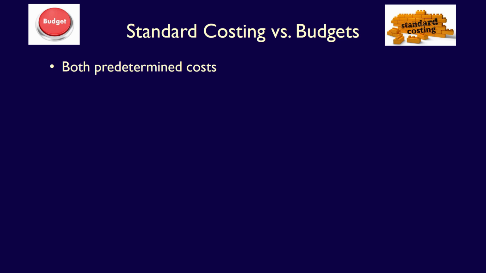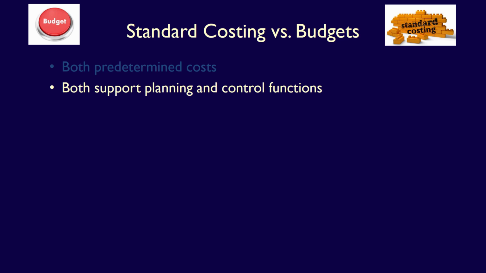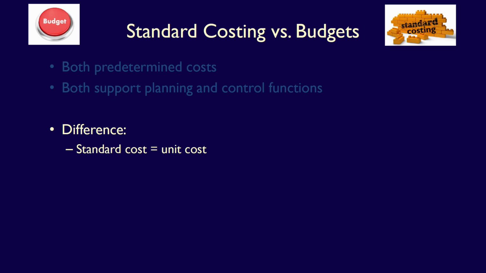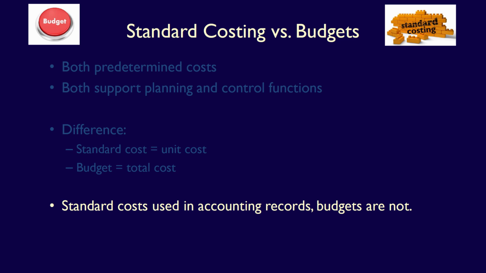Both standard costing and budgets use estimated costs. Both are used to support management's function of planning and control. The difference is that standard costs are a measure of one unit. For example, 1 hour of direct labor at the rate of $18, or 1 kilogram of raw materials at the cost of $9 per kilogram. Budgets are used to refer to total costs, such as the total direct labor budgeted as $378,000 or the total direct materials budgeted at $900,000. In addition, standard costs are used when making entries into the accounting system, but budgeting costs are never used.